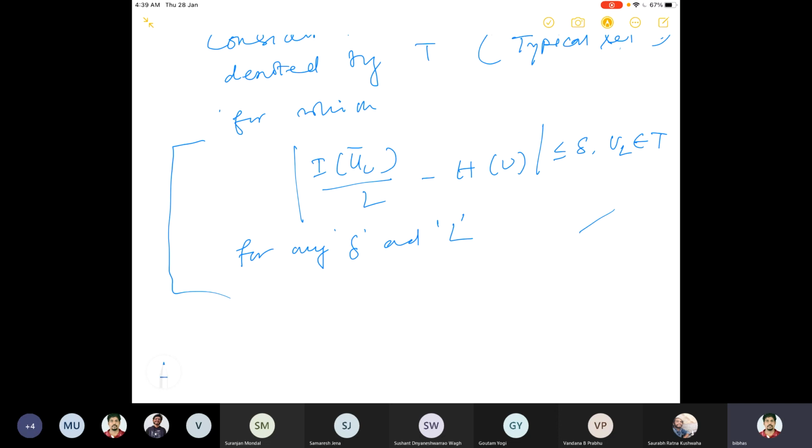Now, can you tell me, if that is the case, then what will happen? I should use a different notation symbol, but let's say probability of T. Can anybody tell me, if T is the typical set, then what is the probability of T? The probability of this event.